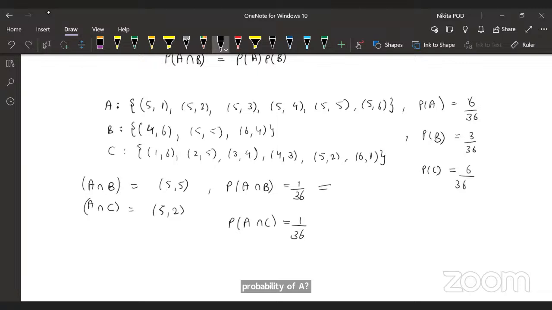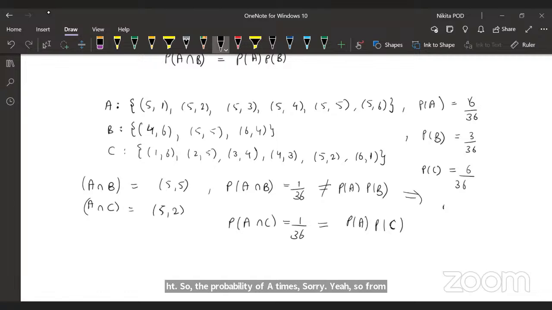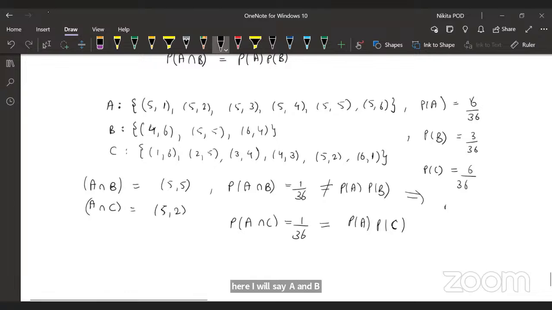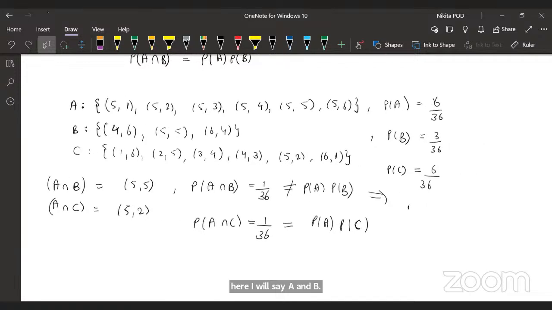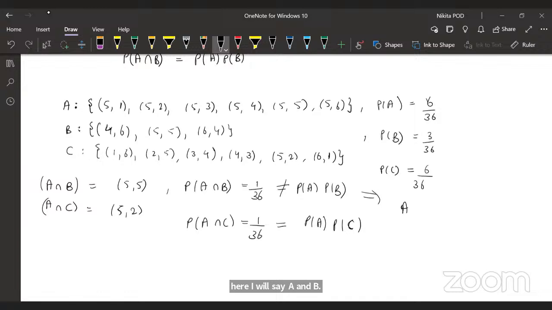So this is not equal to probability of A times probability of B, right? And this is equal to probability of A times probability of C. Sorry, C. So from here, I will say A and B are dependent. A and B are dependent. And A and C are independent.